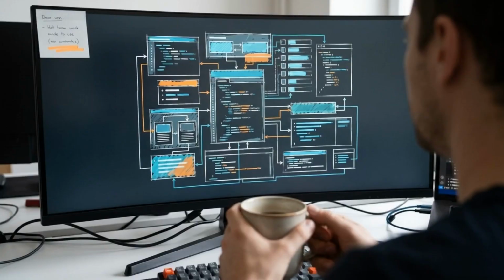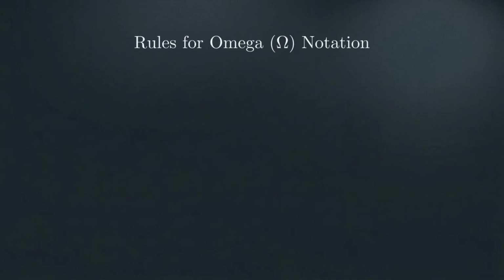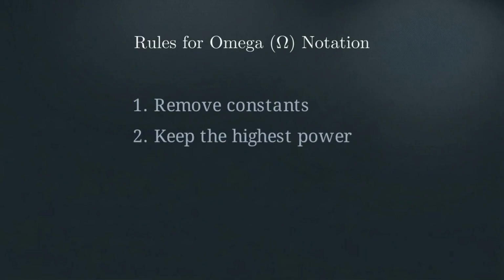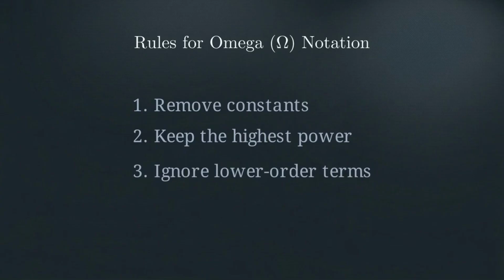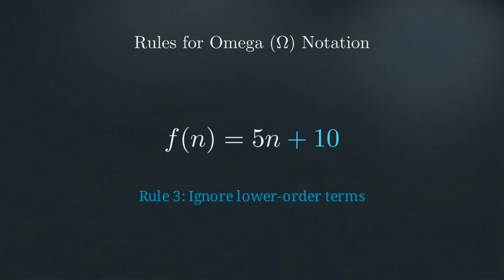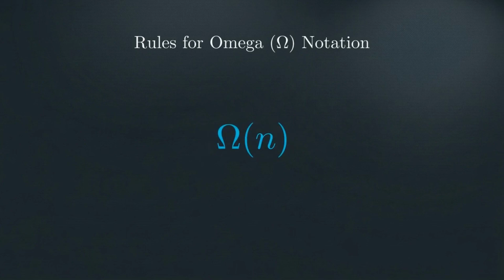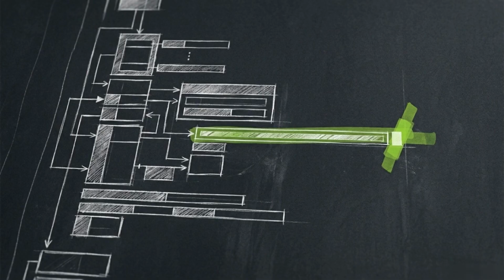Software engineers rarely write out long-form algebraic derivations while writing software. They rely on shortcuts. Finding an omega class boils down to 3 rules: remove constants, keep the highest mathematical power, and ignore lower-order terms. Applying this to 5n plus 10 strips the 5 and 10, leaving the core omega of n class. We can map these mathematical rules directly onto structural code analysis, starting with a basic variable assignment.